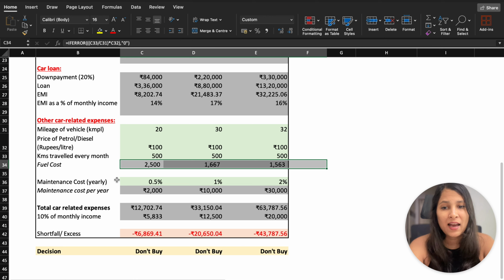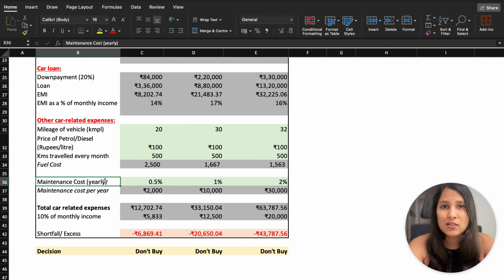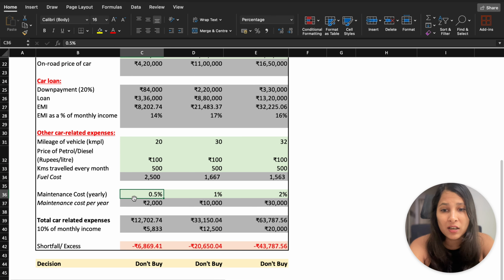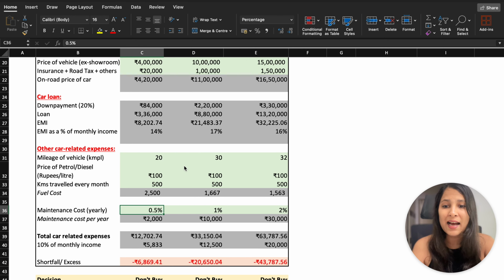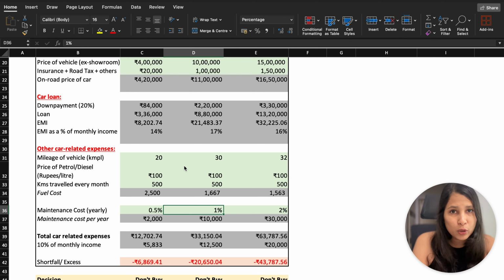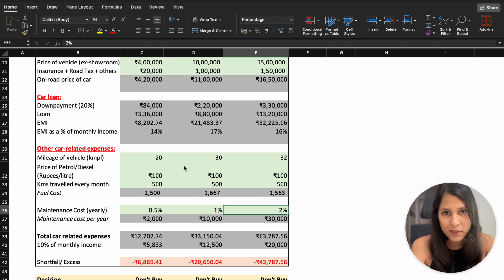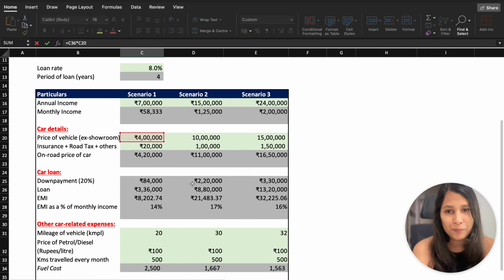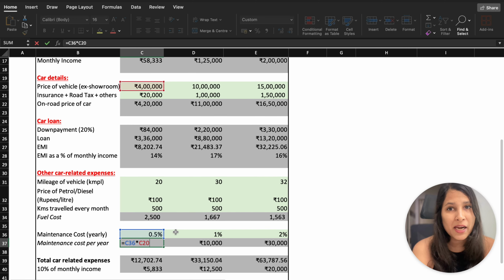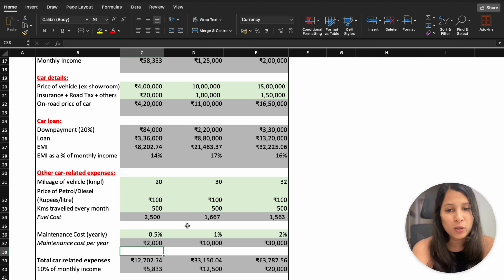Okay. After this, what is the maintenance cost yearly that you will have to incur on the car? I have assumed in scenario 1, you are incurring 0.5% of the showroom price of the car as the maintenance cost. In scenario 2, you are incurring 1% and in scenario 3, 2%. You can again change it based on your situation. Now, this financial tool will itself auto compute your maintenance cost per year. See, 4 lakh rupees multiplied by 0.5% is going to be your 2000 rupees.